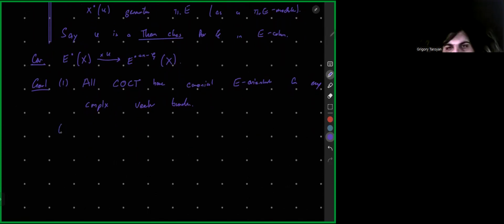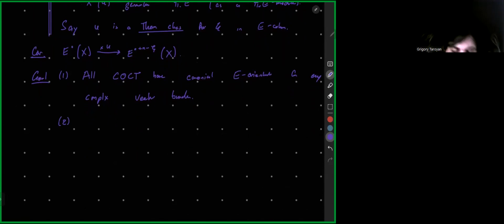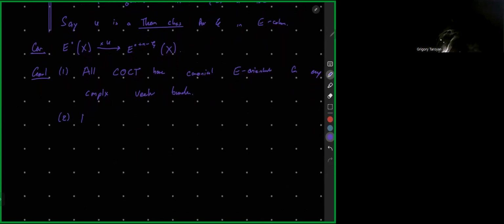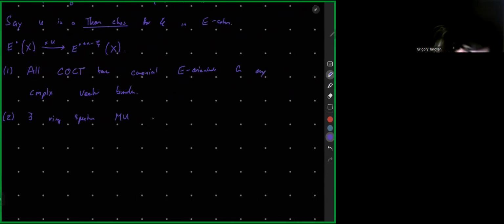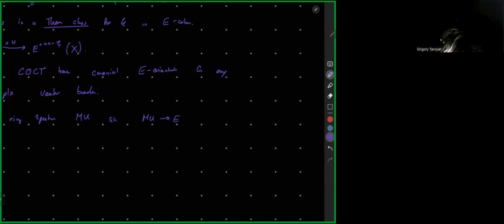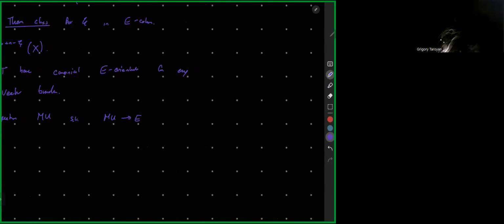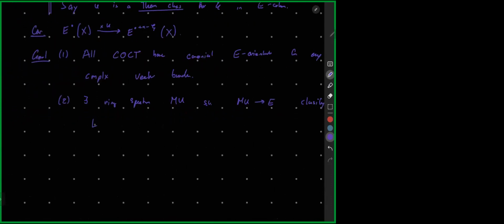And to do this, we want to show that there's a spectrum, really a ring spectrum, which we're going to eventually define as MU, such that maps from MU to E, these are maps of ring spectra, classify E-orientations. Or as in, they classify choices of E-orientations.